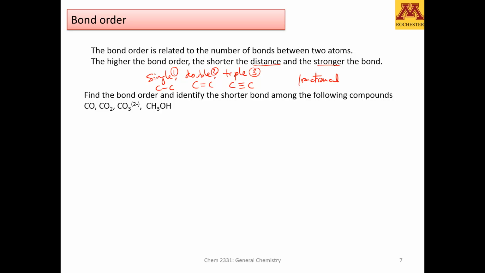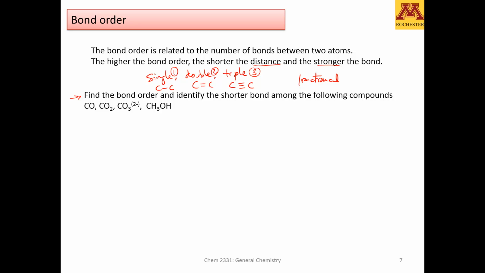Sometimes the bond order is not 1 or 2, but it's 1.5. So let's see how we can detect those cases. And let's just use an exercise. In this case, it's asking to find the bond order and identify the shortest bond among the following compounds.